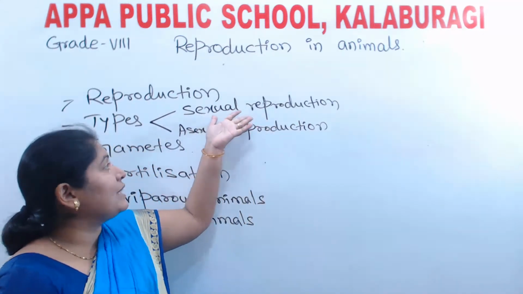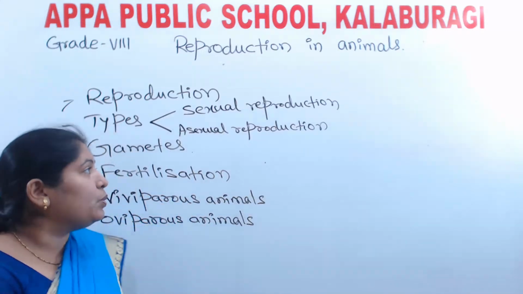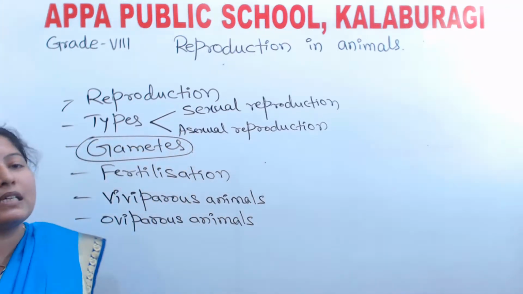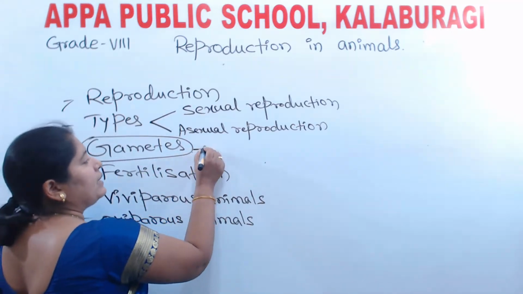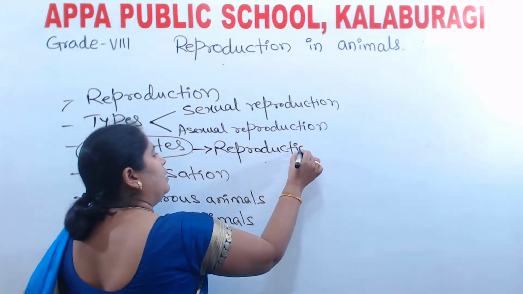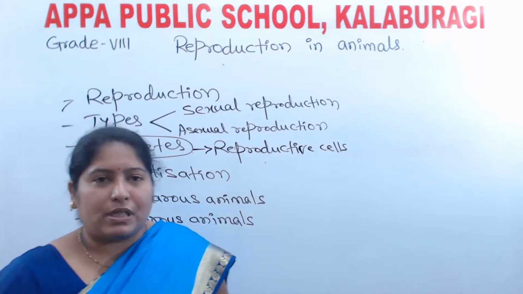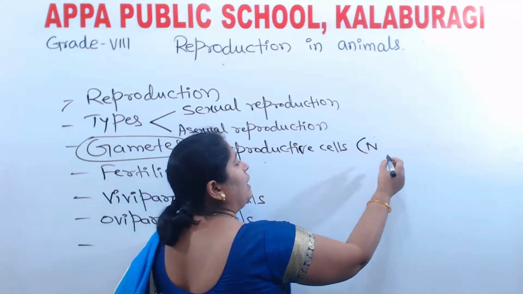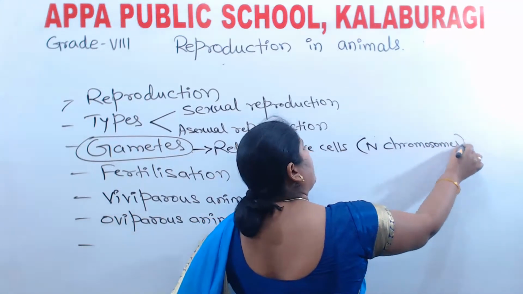Why is this called sexual reproduction? Because here two parents are required and two gametes are involved. That's why I took the gametes as the next topic. What are these gametes which are involved in sexual reproduction? The gametes are nothing but the reproductive cells, which have only n number of chromosomes in them. One set of chromosomes we can say.